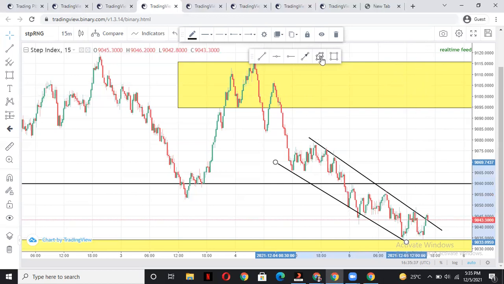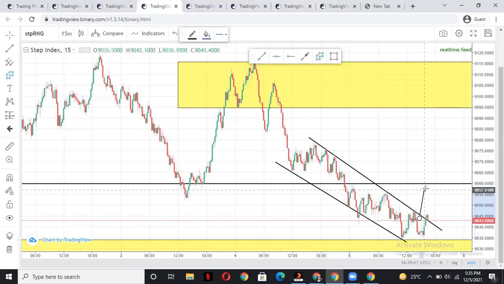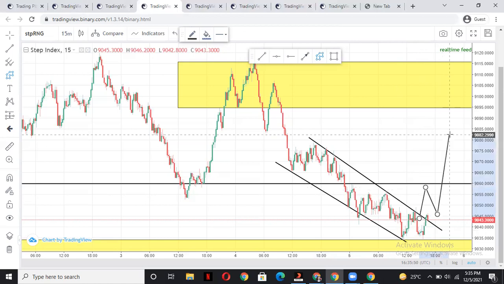Like, okay, let me create what I'm expecting with a polyline. I'm expecting price to break out properly, then come back and probably create a low, then we look forward to shooting it to the upside.